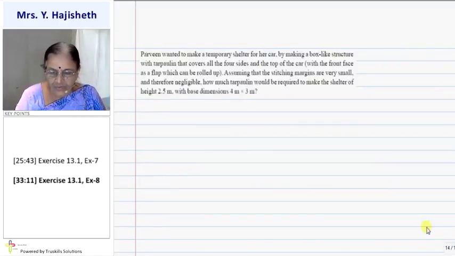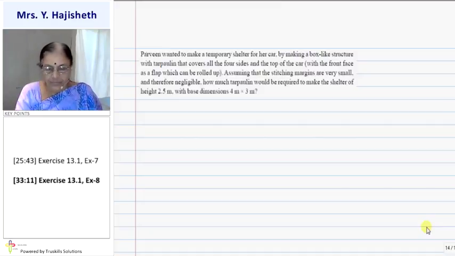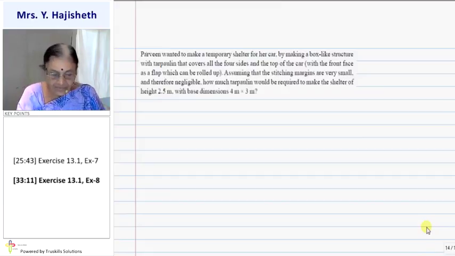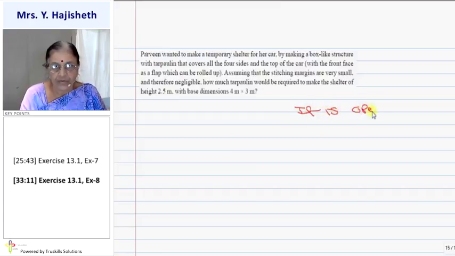Now Parveen wanted to make a temporary shelter for a car by making a box-like structure with tarpaulin that covers all the 4 sides and the top of the car. 4 sides and top, नीचे bottom में, with the front face as a flap which can be rolled up. ऐसे roll कर देते हैं. Assuming that the stitching margins are very small and therefore negligible, how much tarpaulin would be required to make the shelter of height 2.5 meter with base dimension 4 meter by 3 meter. It is open at the bottom. Okay.